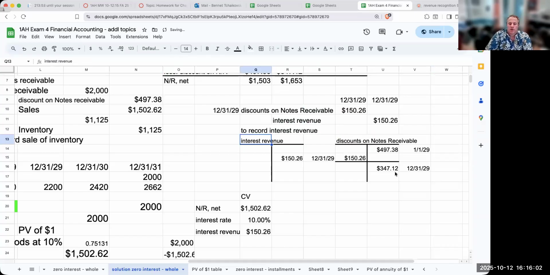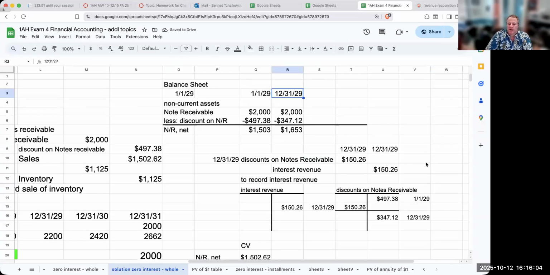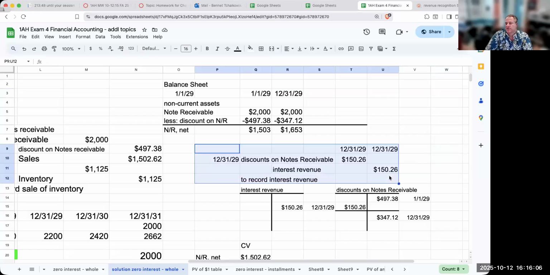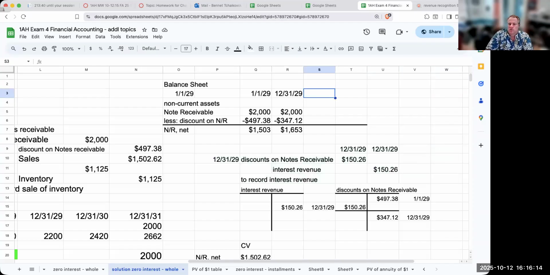Okay, so that's what we would do. This is my journal entry. Remember, for this year there's really nothing else going on besides interest, because there are no dollar payments coming through. The next one over here is going to be at 12/31/30. Let's go ahead and take a look at what's going on over here.